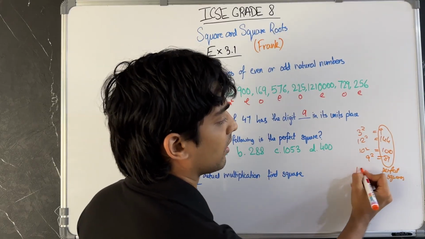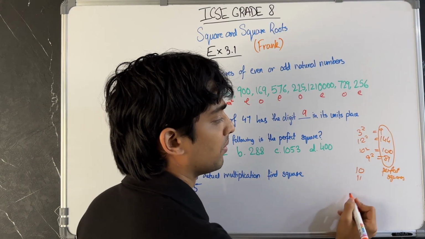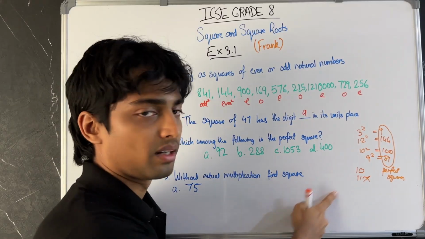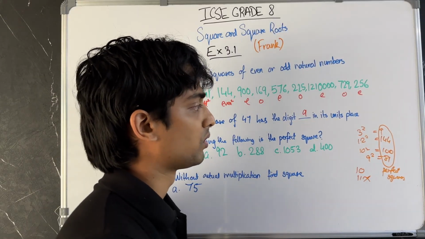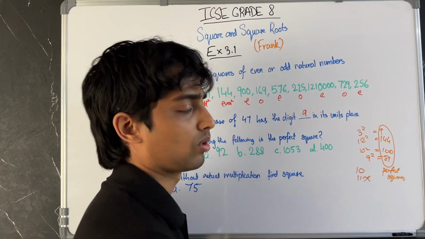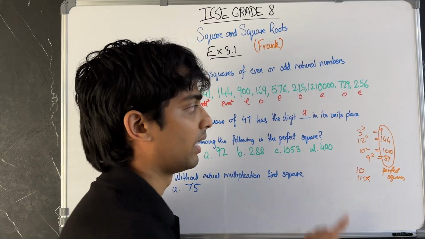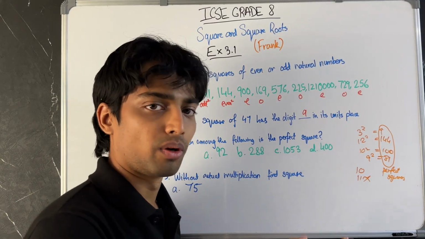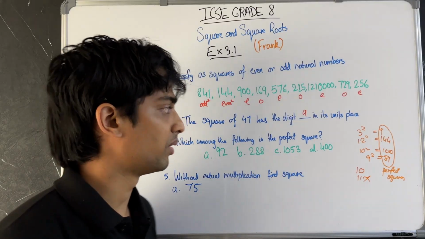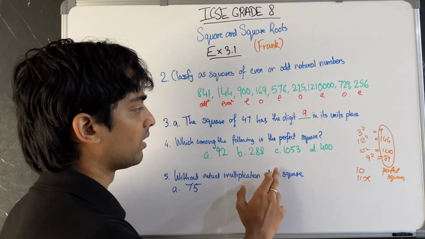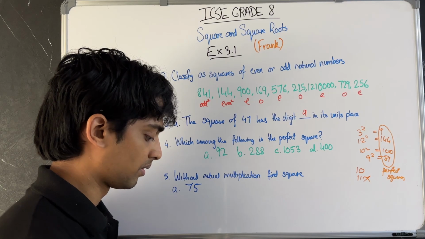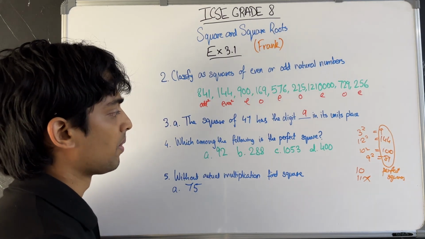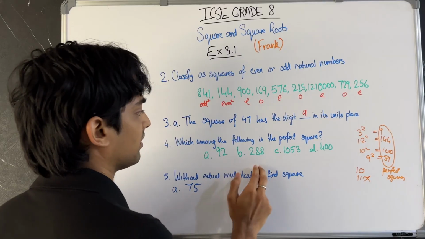Numbers like 10, 11, they are not perfect squares. Why? Because there is no integer whose square is that number. So basically we just have to check whether the square root is an integer or not. If it is an integer, like the square root of 9 is 3, the square root of 144 is 12, then it's a perfect square. So we just have to find that. Now how will we find it? There's a trick. By seeing the last digit.